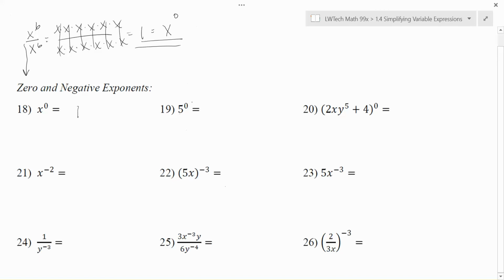We could have 5 to the 0th power. That's equal to 1. Or we could even have something as crazy as 2xy to the 5th plus 4. But if that whole group is being taken to the 0th power, doesn't matter what the base is, it's equal to 1. Everything in terms of the base goes away, but it comes back to this idea here that if I were to set this up and subtract those powers to get 0, everything would cancel out. So that's something that we want to keep in mind when we're dealing with 0 exponents.